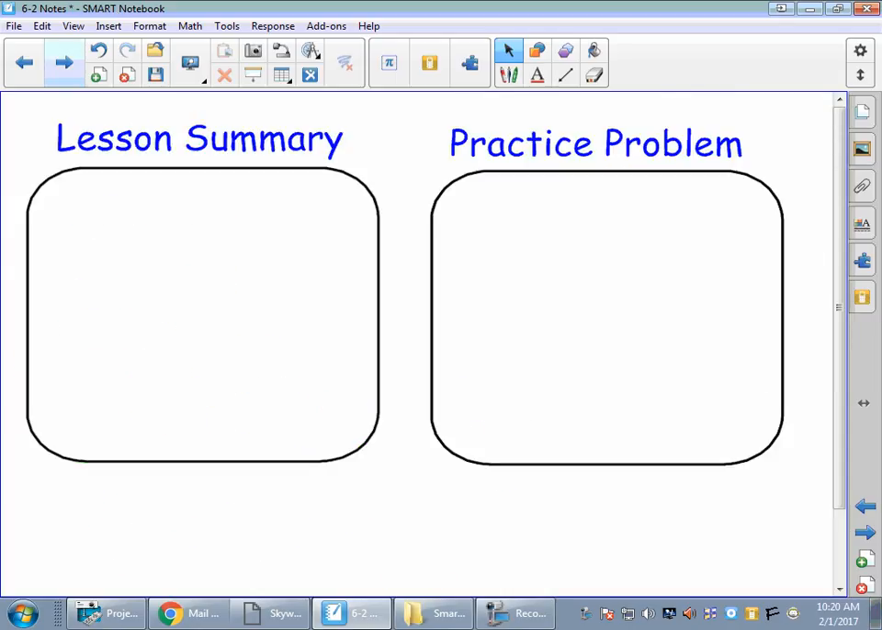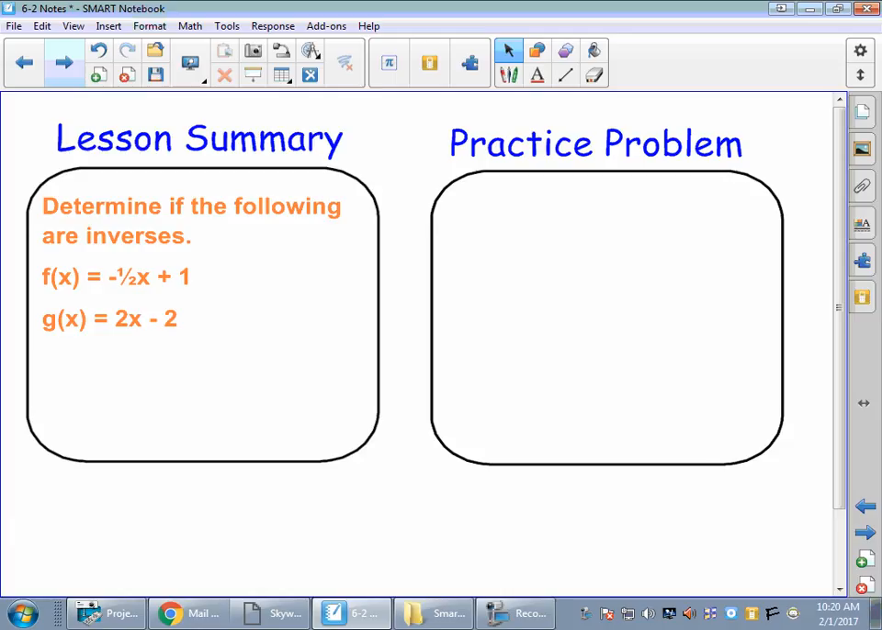Here's your lesson summary. You are going to determine, using composition, whether those two functions are inverses. And then I want you to actually find the inverse of the function f of x is equal to 2x minus 5. You do not have to graph any of these. Good luck.